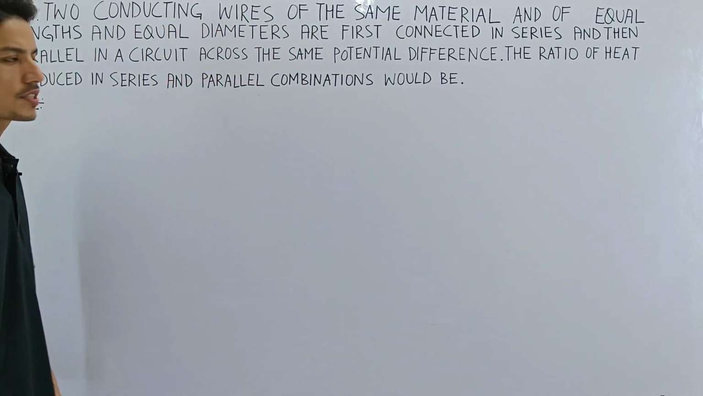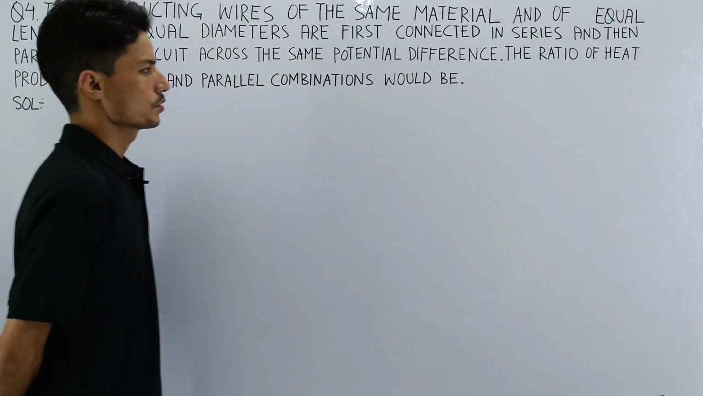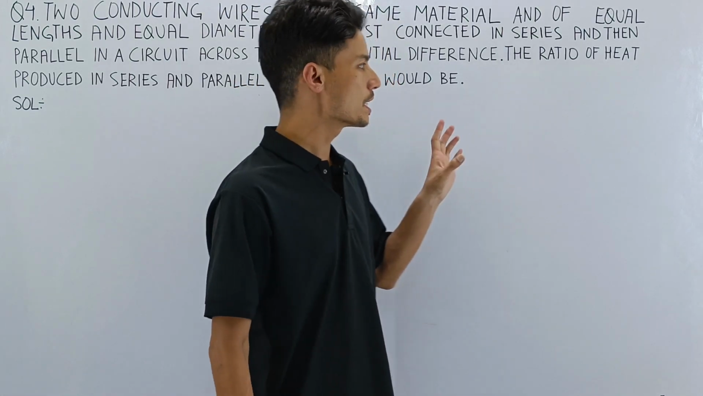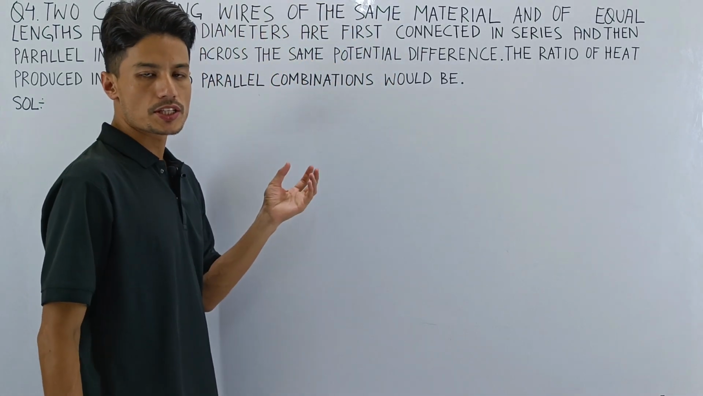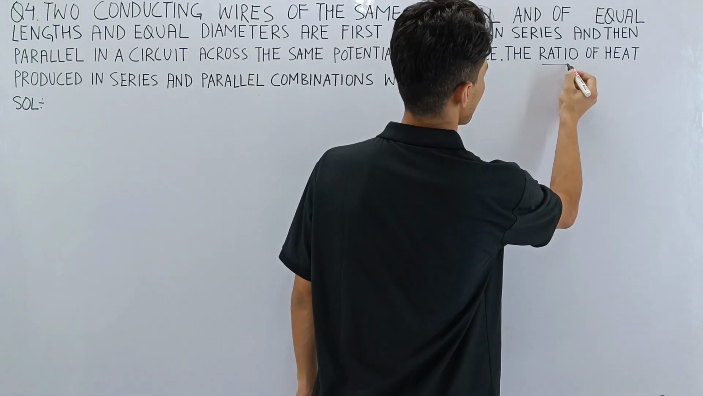Let's try solving question number 4. So let's read the question first. The question reads, two conducting wires of the same material and of equal lengths and equal diameters are first connected in series and then in parallel in a circuit across the same potential difference. The ratio of heat produced in series and parallel combinations will be. So what do we need to find here? We need to find the ratio of heat produced in series combination and parallel combination.